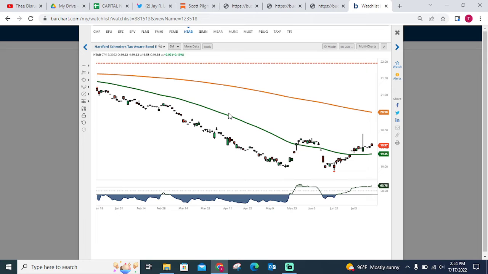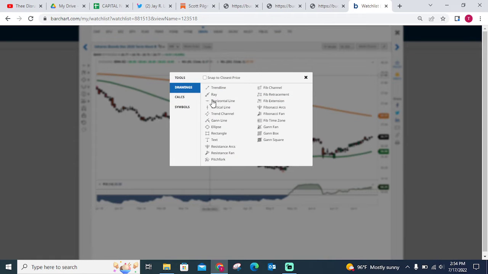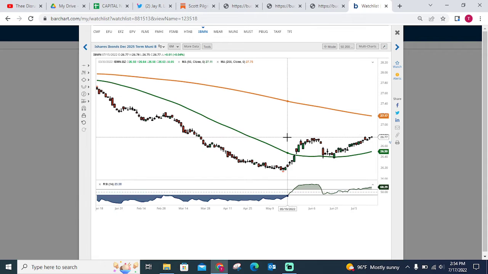And it's interesting because it shows us that the bond market is where the strength is. Look at this one. This one has broken that resistance. The first one that we've seen that's done that, I believe. Yeah, it just barely did it at 26.75, closed at 26.77.